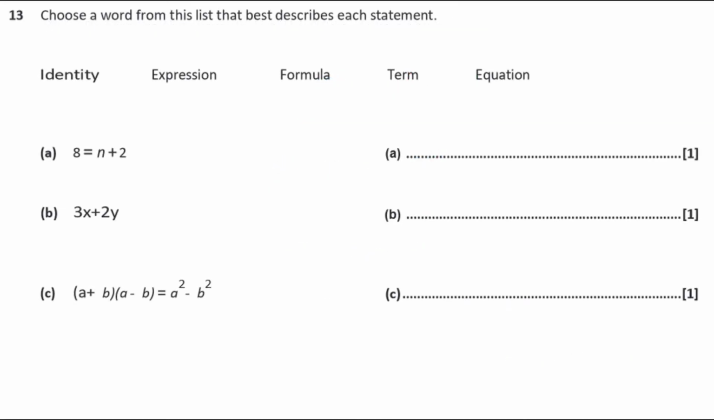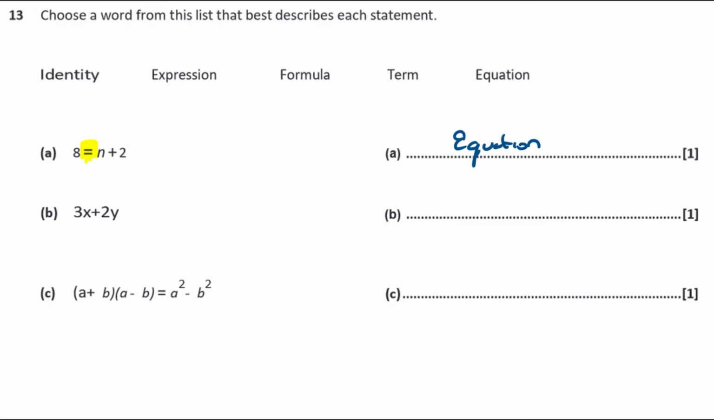Choose a word from the list that best describes each statement. We've got identity, expression, formula, term, and equation. Now this first one here has got an equal sign in it, so I'm guessing that is the equation, isn't it? So I'm going to write down equation here. It's an equation in n.